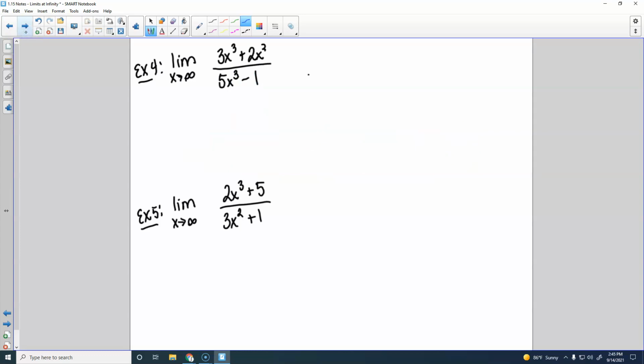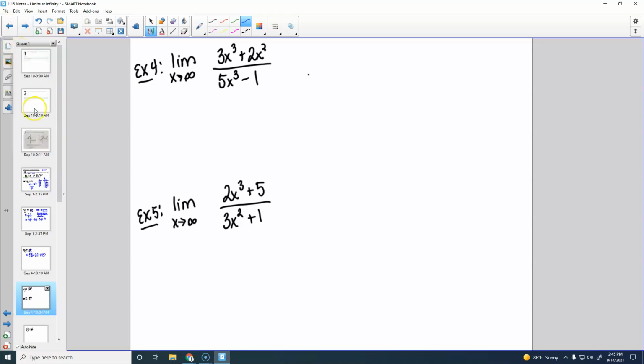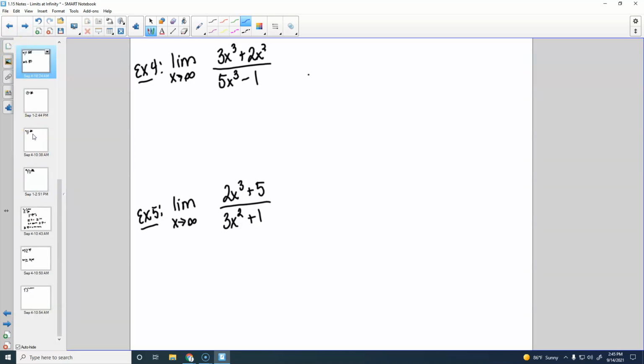Okay, here's a couple more. I'll let you try them. Yes, 2x to the second. It's kind of an ugly 2 there.